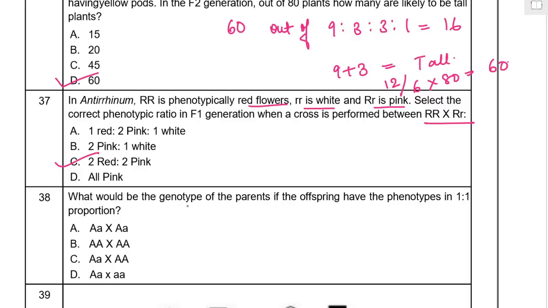Now 38. What would be the genotype of the parent if the offspring have the phenotypes in 1:1 proportion? So it asks what the genotype would be if the offspring have a 1:1 proportion. So this would be your option D. Okay, one will be a recessive trait and the other will be heterozygous.